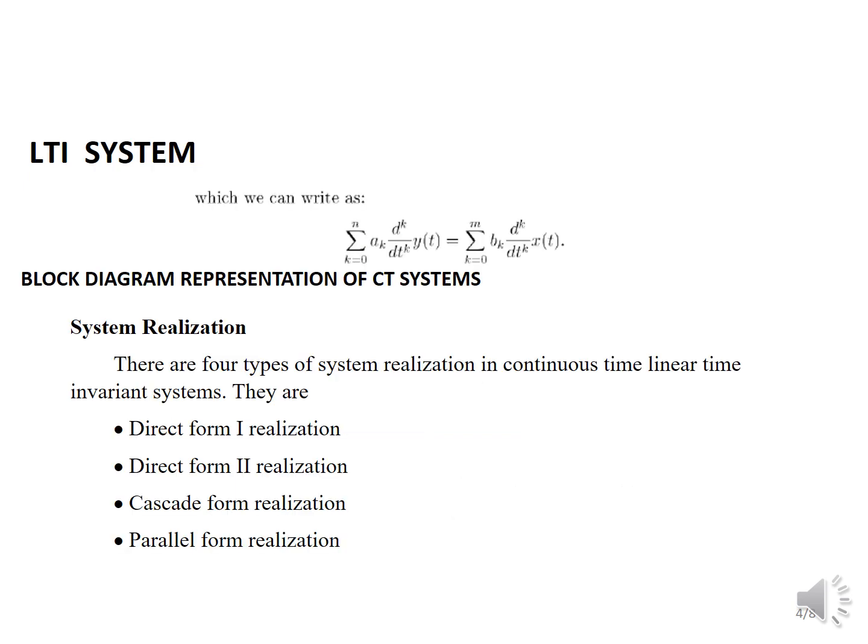This can also be written in terms of summation k equal to 0 to n, a_k into d^k by dt^k y of t, equal to summation k equal to 0 to m, b_k into d^k by dt^k of x of t. Now we can see the block diagram representation of the continuous time system. There are four types of realization, that is direct form 1, direct form 2, cascade form and parallel form.